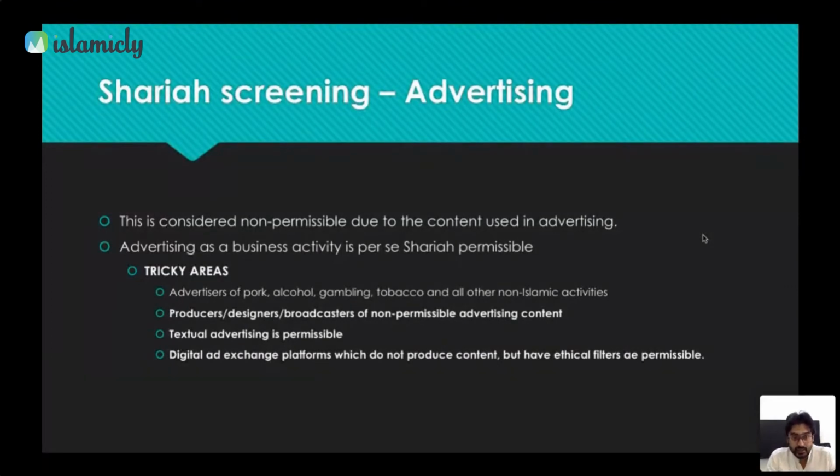Textual advertising. Now, take for example Google and Google advertisements, right? If you go on Google and search for something, you get an ad on top, and that's textual in nature. That advertising is perfectly permissible.